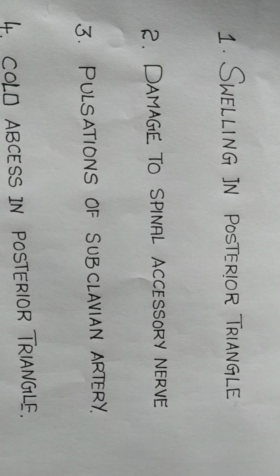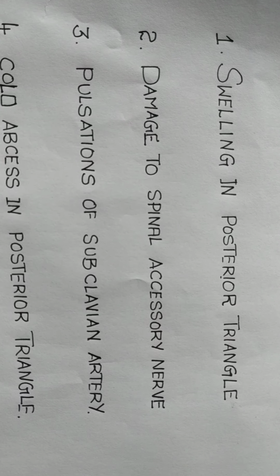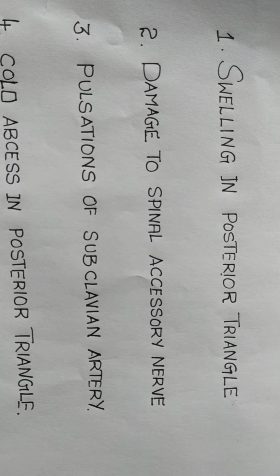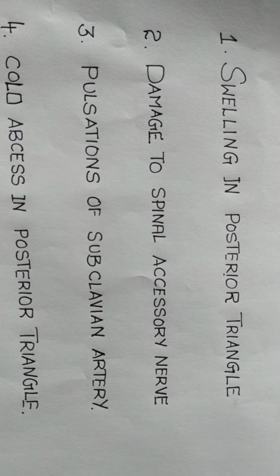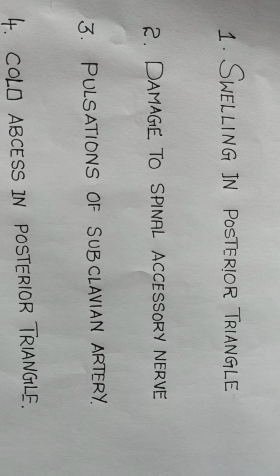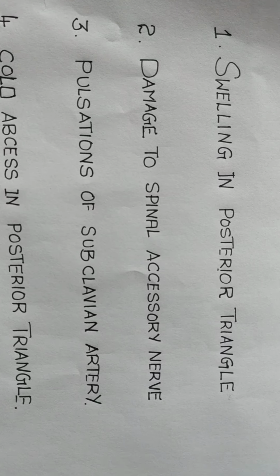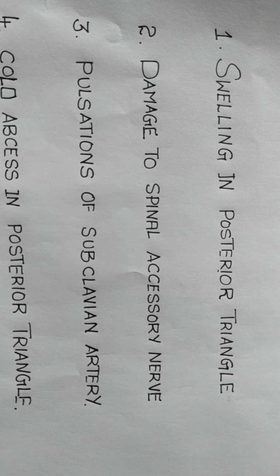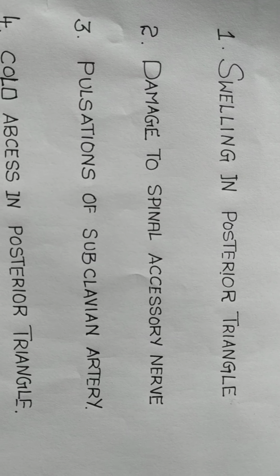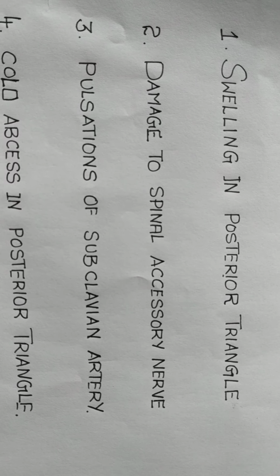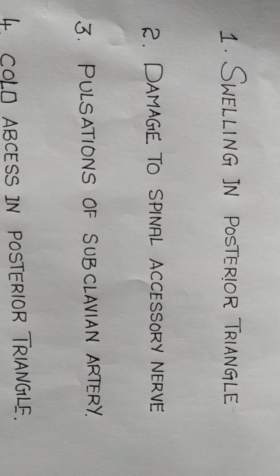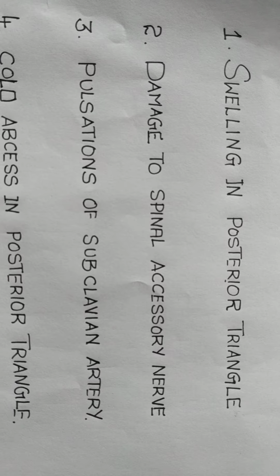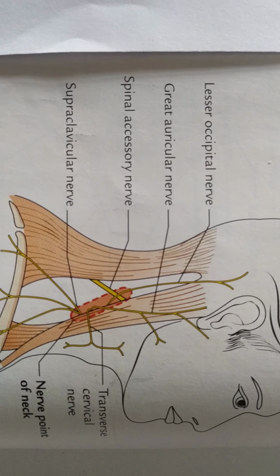Fourth applied anatomy, cold abscess in the posterior triangle. Pus collects in the posterior triangle deep to the fascial carpet, which is formed by the vertebral layer of deep cervical fascia. From the tubercular cervical vertebra, the pus tracks downwards and laterally along the axillary sheath. The pus first appears in the axilla or even in the arm subsequently.